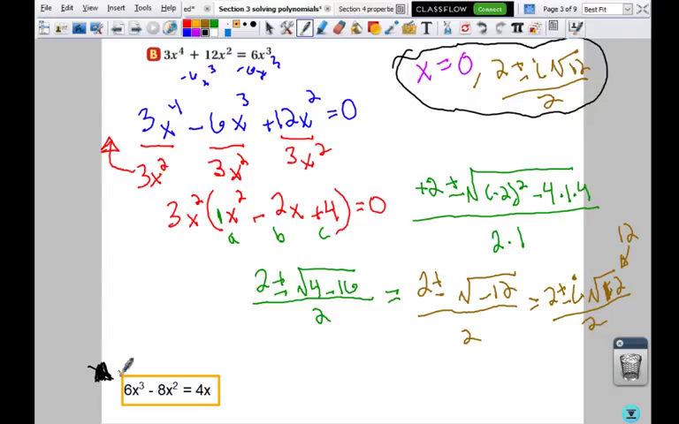What if I don't have room for that? Put it on another piece of paper. You're going to do 6x cubed divided by 2x.